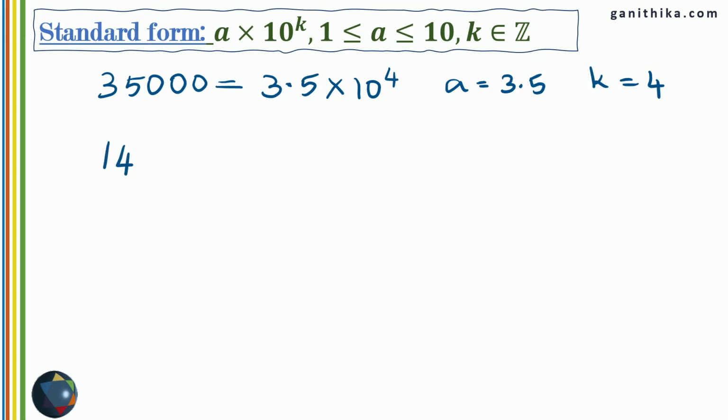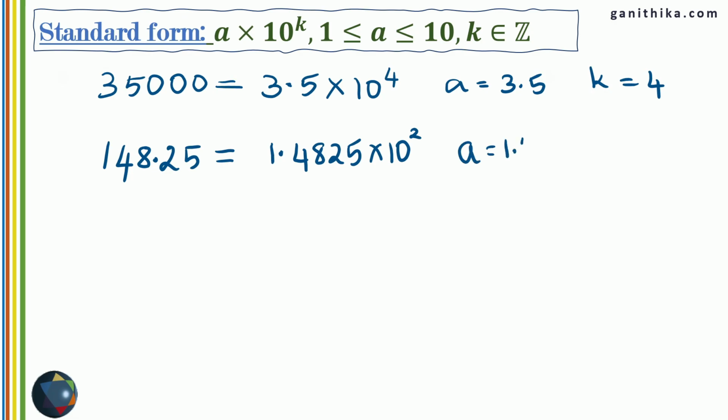Next number is a decimal, 148.25. So you need to give an answer with a number less than 10. Therefore, you will move the decimal place backwards to 1.4825 and then multiply this by 10 to the power of 2. You will get 148.25. Therefore, this is the standard form. Notice that a is 1.4825, which is less than 10, and k is an integer.